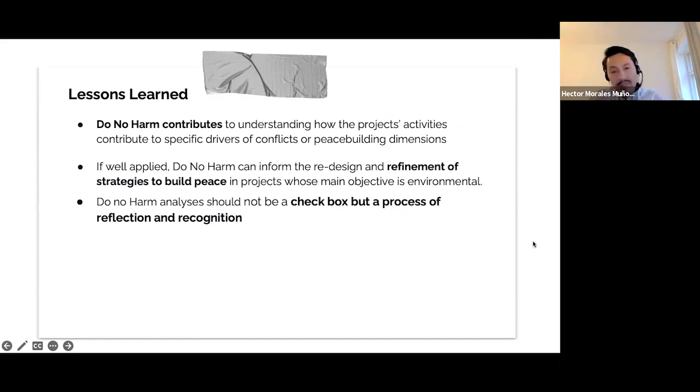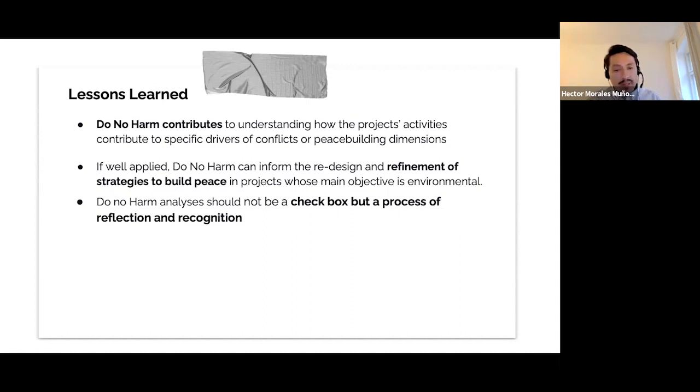For example, if it's a very technical project that doesn't have the specific mechanisms to contribute to peace-building dimensions, the do no harm approach that looks into the possible dividers already recognizes these conflicts and also recognizes the ways to solve the conflicts or to enhance the possible connections that exist between actors on the field. Also, this approach can help in the refinement of the strategies to build peace.